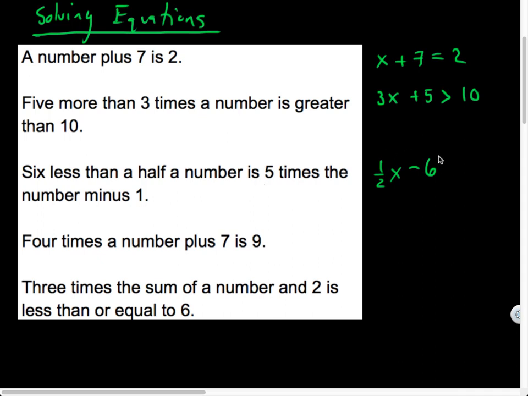Let's see, that equals 5 times the number minus 1. So 5 times the number minus 1. Okay. Now, how do I know I didn't mean this? 5 times parentheses the number minus 1. You would say the number minus 1 times 5. The number minus 1 times 5 would look like that.